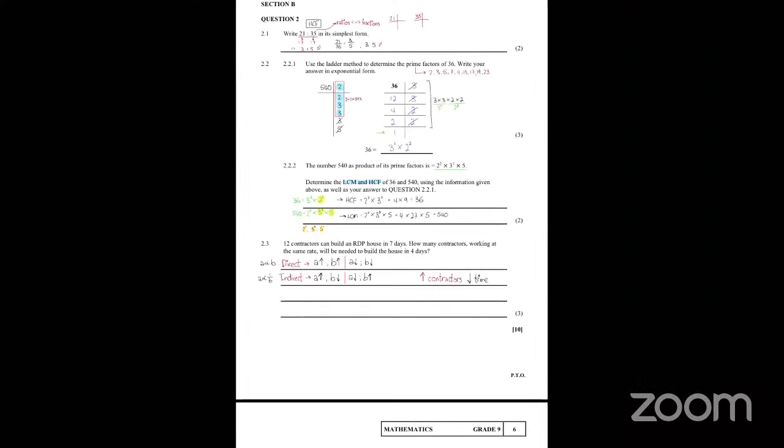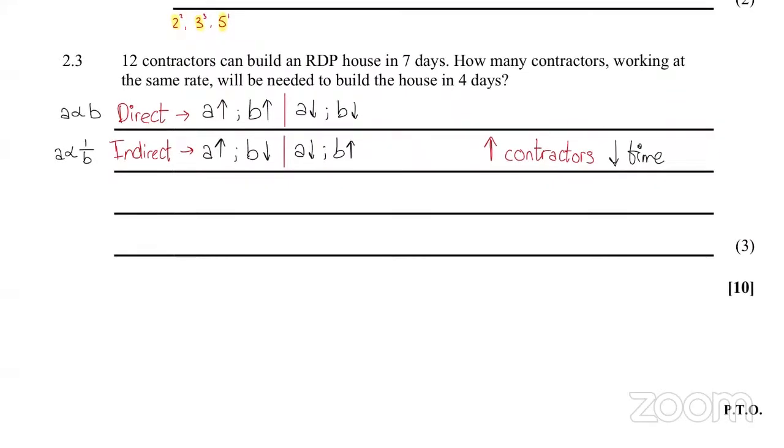So let's go back to the question. The question says, again, 12 contractors can build an RDP house in 7 days. How many contractors working at the same rate will be needed? Since we identify this as an indirect proportion, we can multiply. So contractors times hours is going to be equal to contractors times hours. So we have 12 contractors building it in 7 hours. We have an X amount of contractors, which we need to find out, building it in 4 hours.